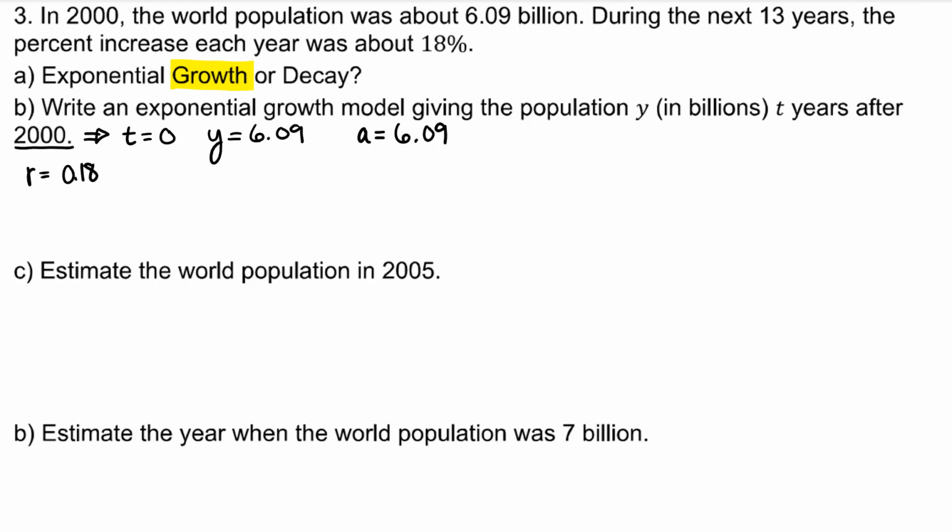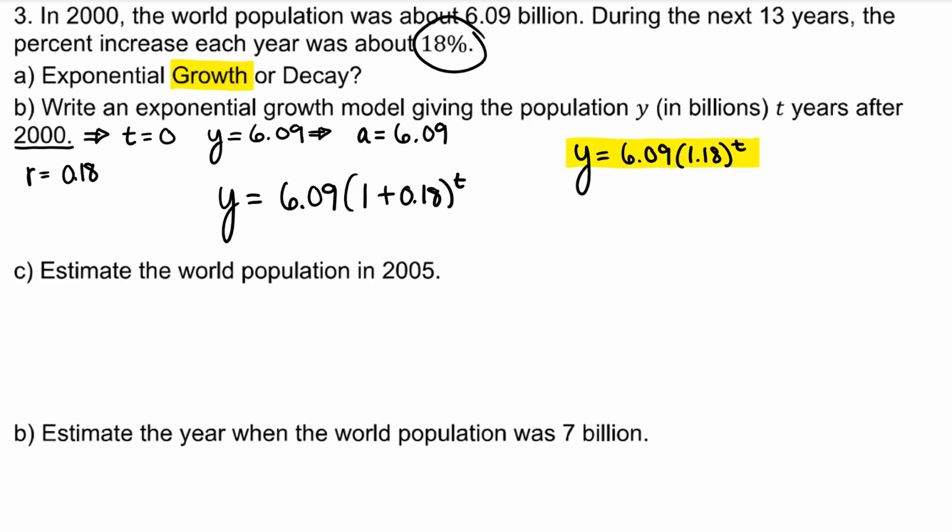Because this is exponential growth, our growth factor will be 1 plus r, which makes our exponential growth model equation y equals 6.09 times (1 plus 0.18) to the power of t. Simplify the growth factor, and this makes sense because if we put 18% as the base of our exponent, then we would get 18% of the initial value, not 18% added onto the initial value. That 1 plus, make sure you add it on to the initial value.